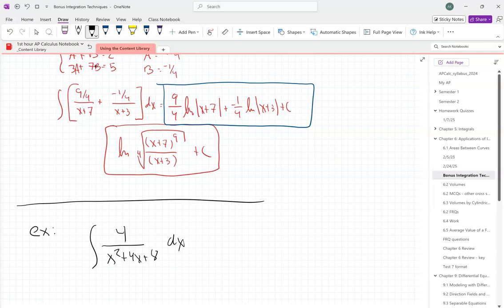Can it be a division problem? No, because the degree of the numerator isn't greater than or equal to the degree of the denominator. So this has to be a tan inverse problem. So you have to use completing the square here.